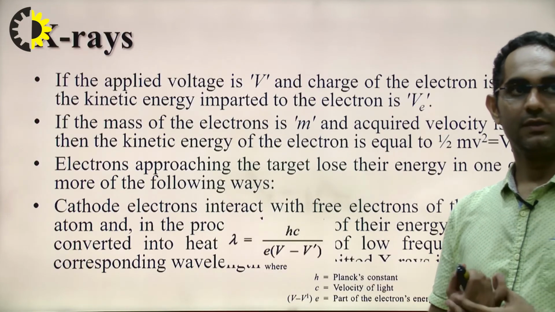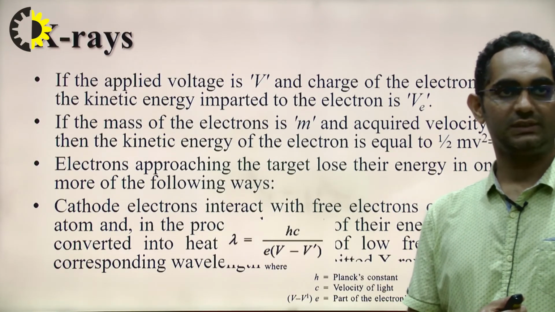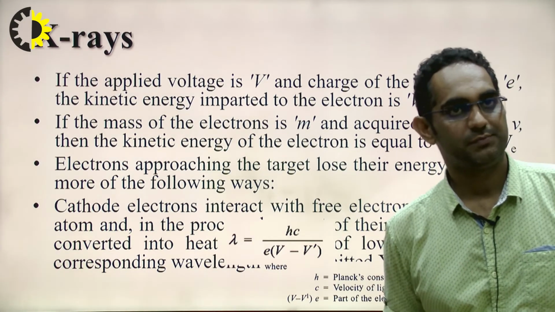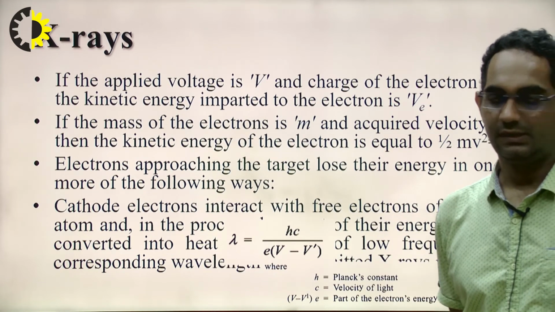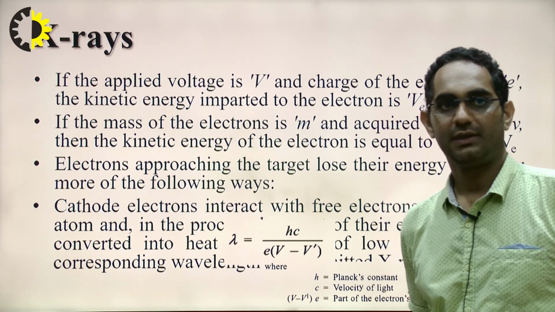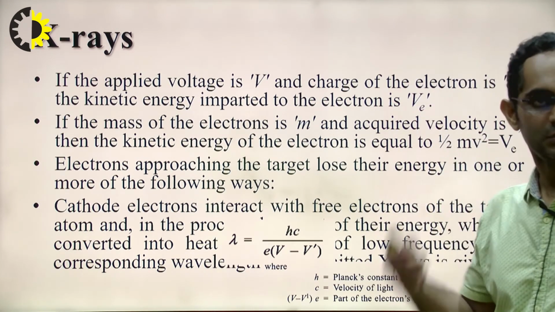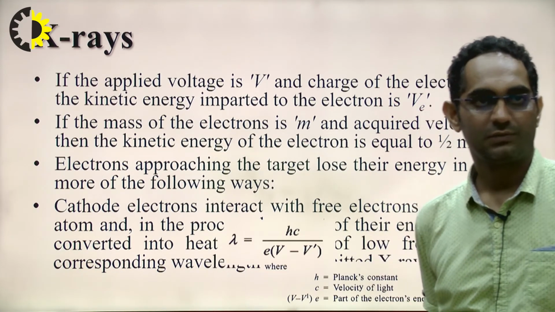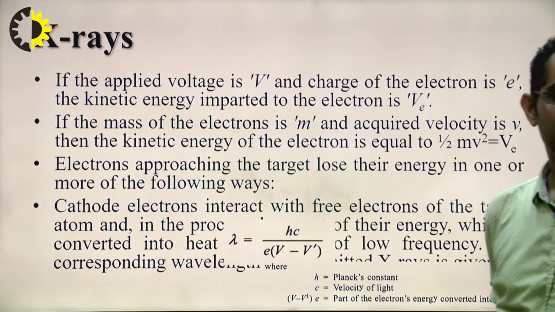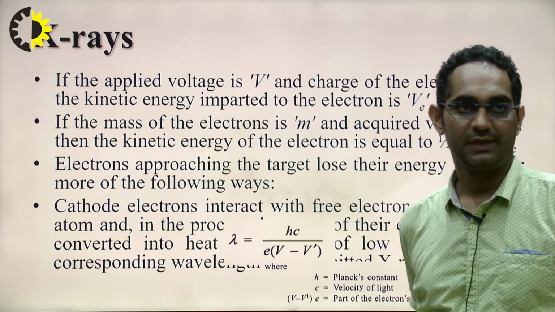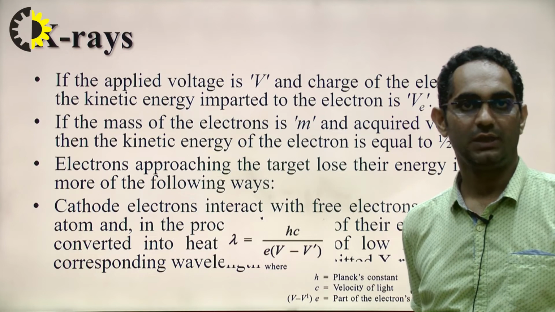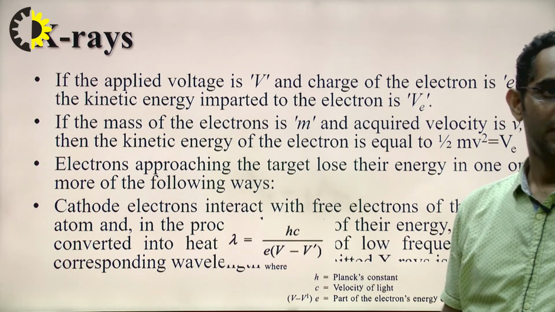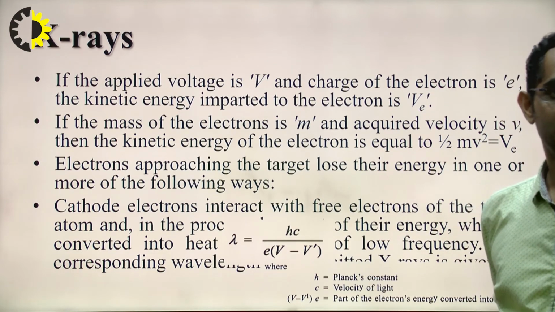Now, if the applied voltage is V and the charge of the electron is e, the kinetic energy imparted to the electrons is Ve. Then, if the mass of the electron is m and the acquired velocity is v, the kinetic energy of the electron is equal to half mv², that is Ve. So, the kinetic energy imparted to the electrons is Ve.